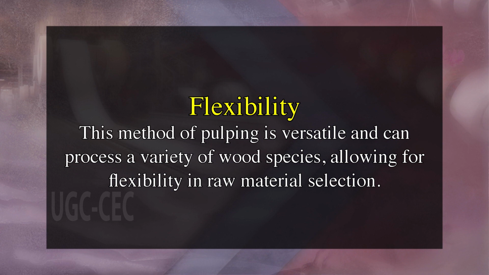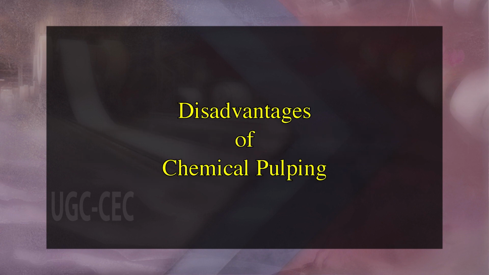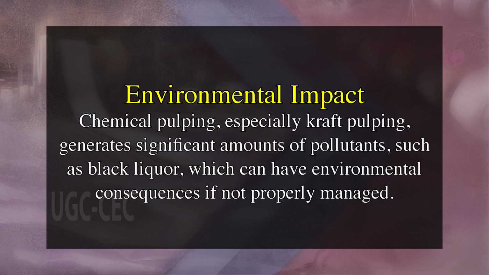Flexibility. This method of pulping is versatile and can process a variety of wood species, allowing for flexibility in raw material selection. Now we will discuss the disadvantages of chemical pulping. Environmental impact. Chemical pulping, especially kraft pulping, generates significant amounts of pollutants such as black liquor, which can have environmental consequences if not properly managed.